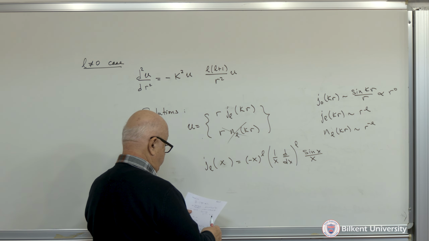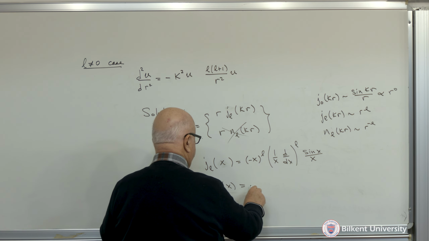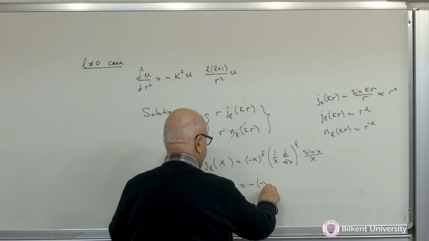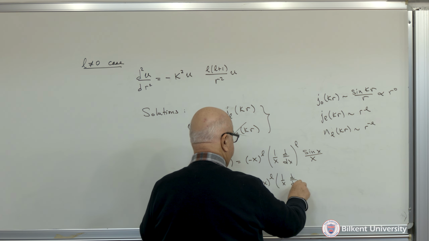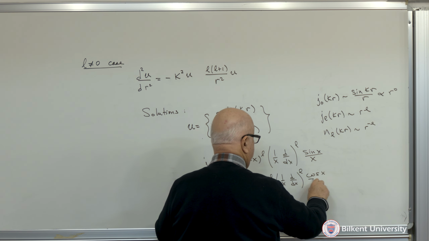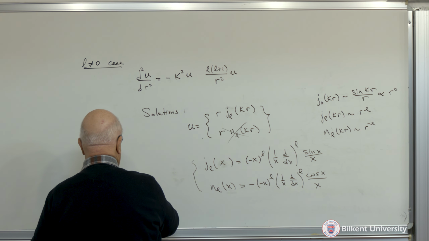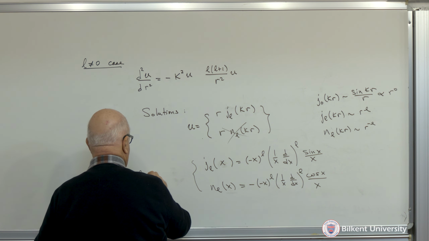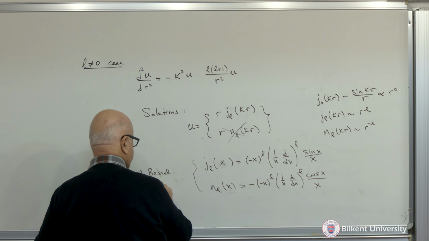Should I write the N L? Yeah, let's just do that. N L of x, on the other hand, is minus x to the L, 1 over x d dx to the L power, cosine x over x. Okay, so these are called the spherical Bessel functions. They are related to the ordinary Bessel functions with fractional indices.